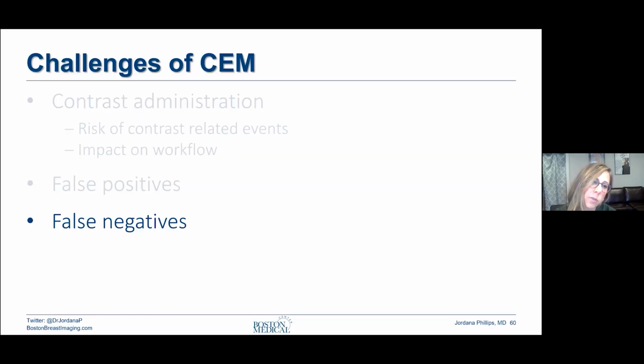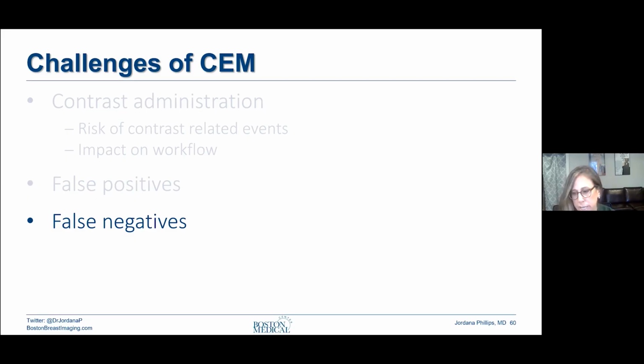Another challenge of contrast mammo is false negatives. False negatives happen because you have to remember that a contrast mammogram is still just a mammogram, right? We're still limited by what you can get on the detector. So sometimes you can miss lesions that are in the deep chest wall or in the medial breast. We're certainly not imaging the axilla, but that's not really the goal.